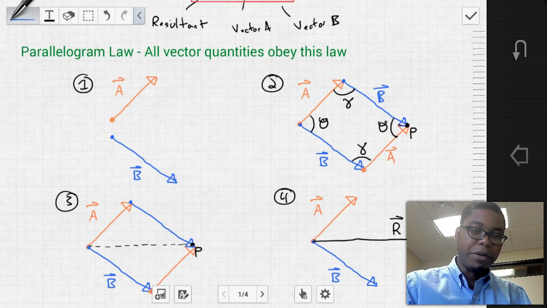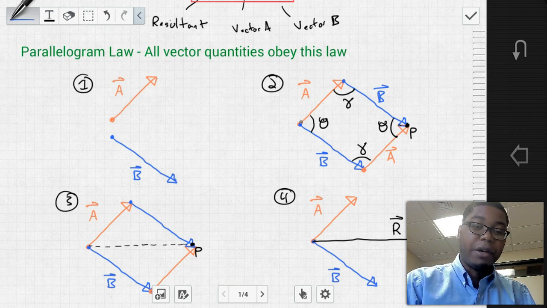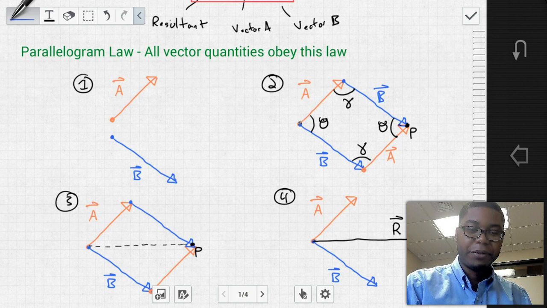Now notice when we create this parallelogram that we're using a head-to-tail approach, meaning this is the head, well, this is the tail, so the tails of both vectors are coincident, but the head of the A vector meets at the tail of the B vector. So this head to tail is found at these locations.